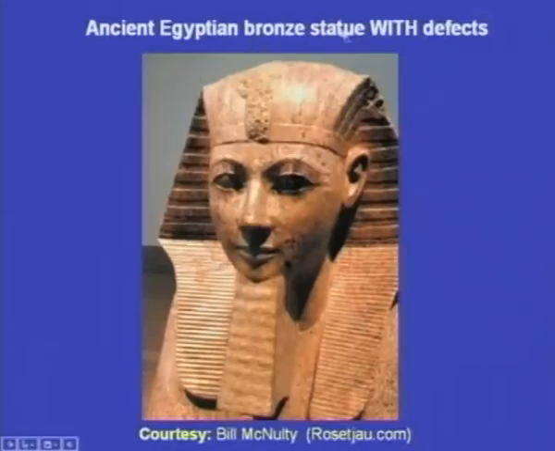Those days also these defects were arising. When a defect arose, they used to ignore it. For example, here we can see another Egyptian bronze statue, and there are so many defects, surface cavities. Still they ignored these defects and this was displayed.